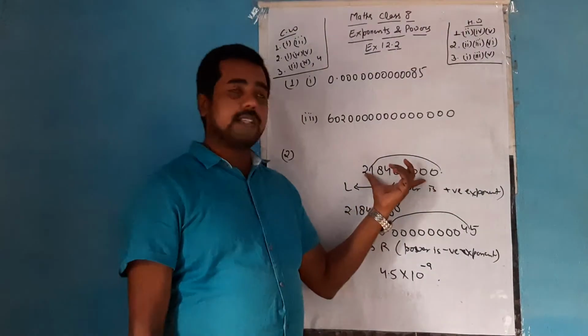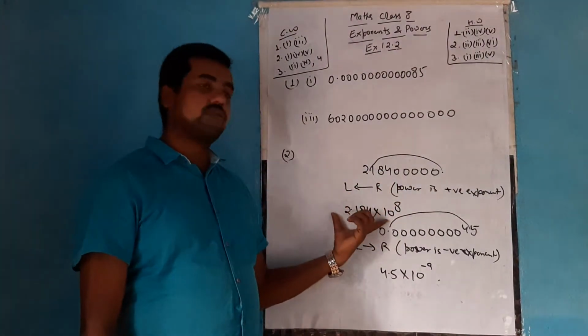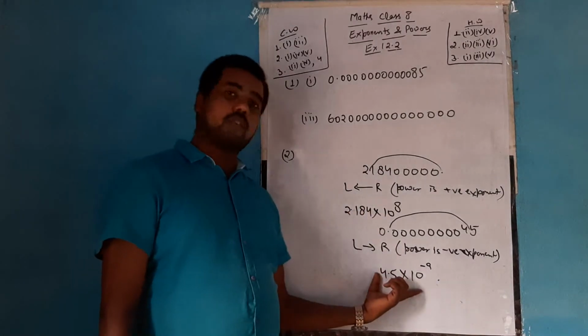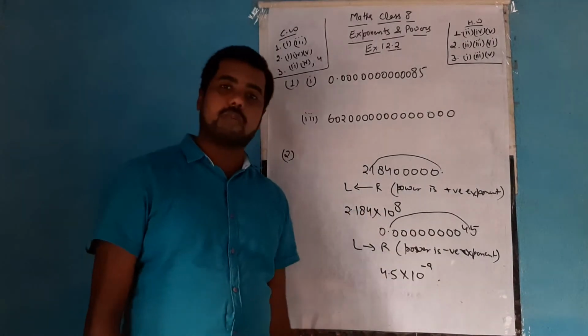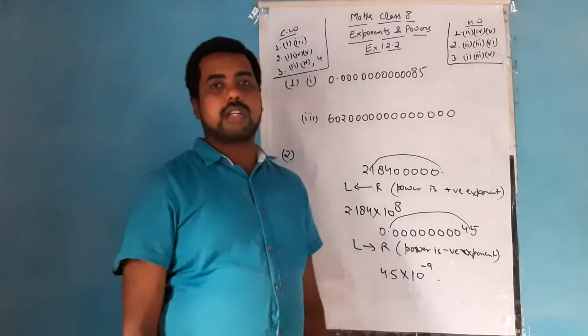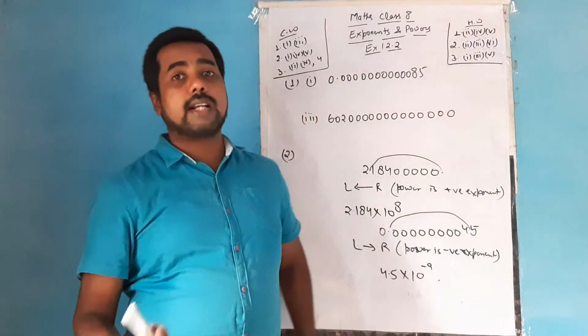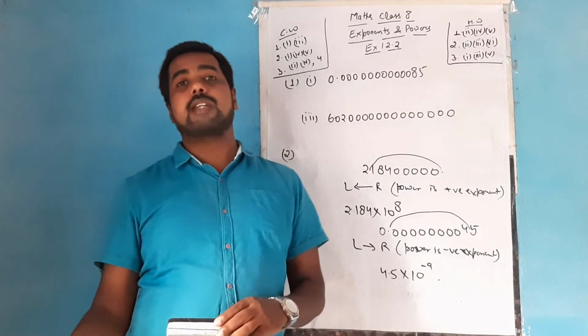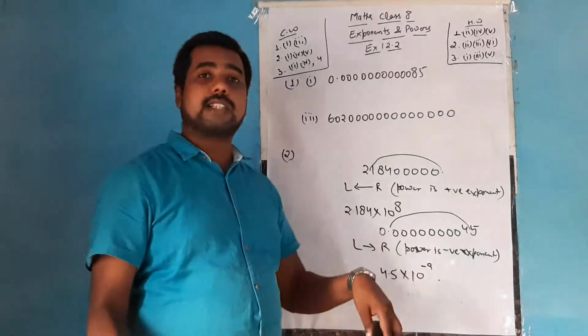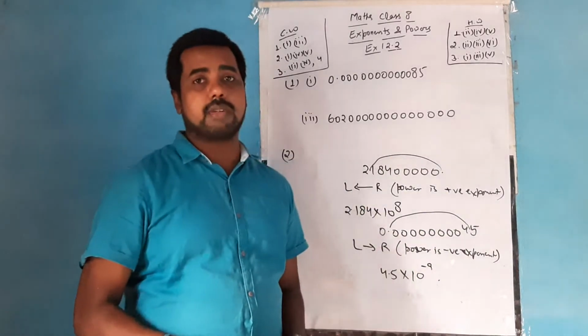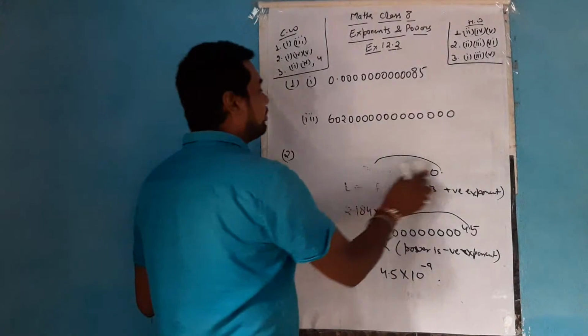If the question is there in this form, then you need to write the answer in this form. If the question is there in this form, then you need to express the answer in this form. There are only two types of questions given in the exercise. You need to understand that you are shifting the decimal either from left to right or from right to left. This is the only thing you need to keep in mind.